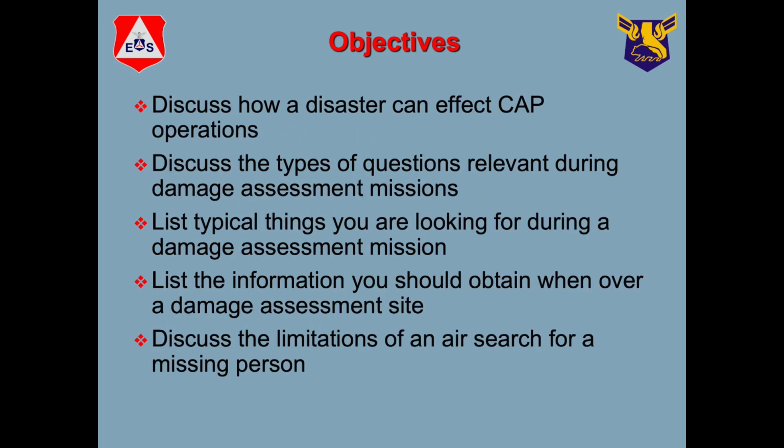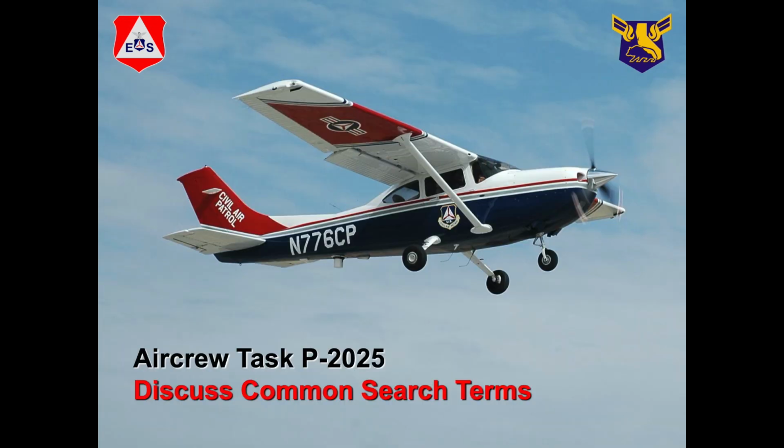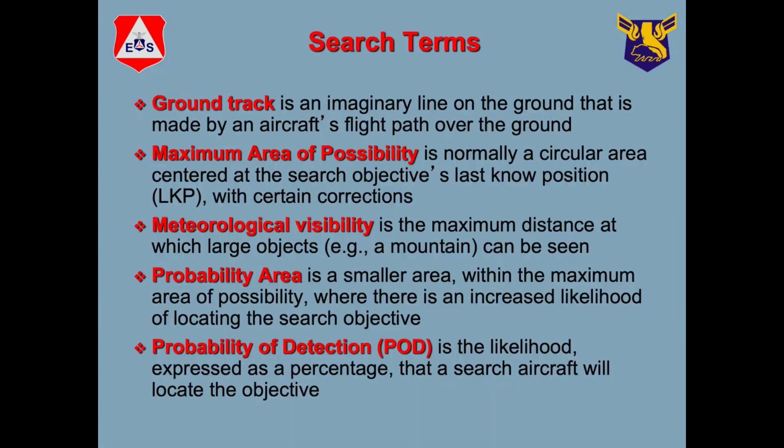We'll also take a look at CAP participation in disasters, and talk a little bit about what kind of things are relevant if you're doing damage assessment. That is important information as a scanner, listing what you're going to be looking for. And we'll talk about the limitations of an air search for missing personnel. I think we've already mentioned that finding a person on the ground is very, very difficult, and we saw that in some of the pictures we looked at as well. So let's talk about some search terms.